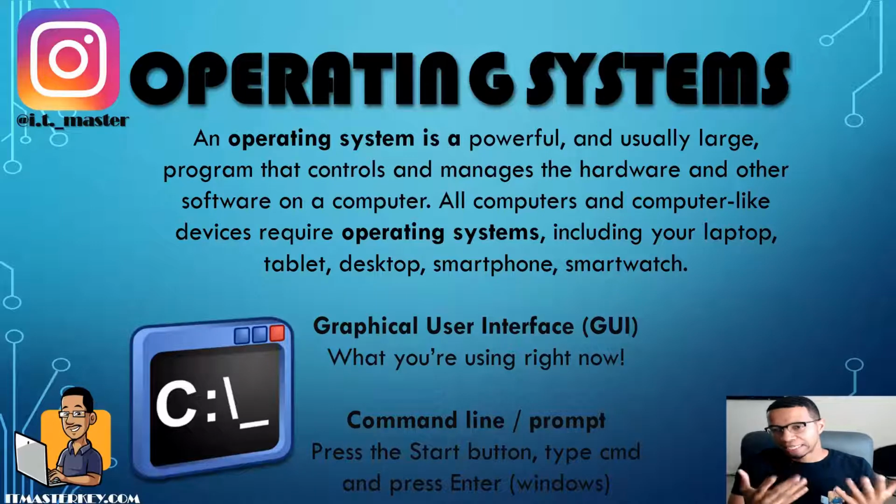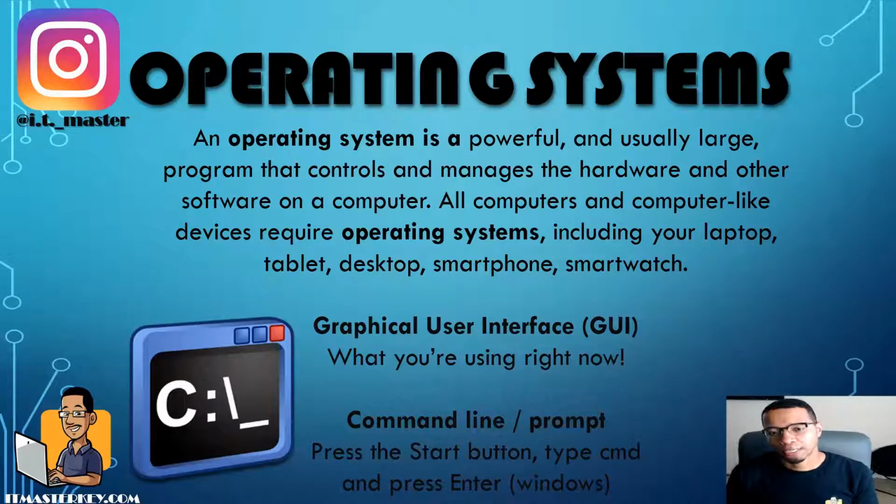Just like this says, an operating system is a powerful and usually large program that controls and manages the hardware and other software on the computer. All computers and computer-like devices require operating systems, including laptops, tablets, desktops, smartwatches. All of those things have an operating system. If you have a smart fridge, or a smart this, a smart that, all of these things have an operating system.